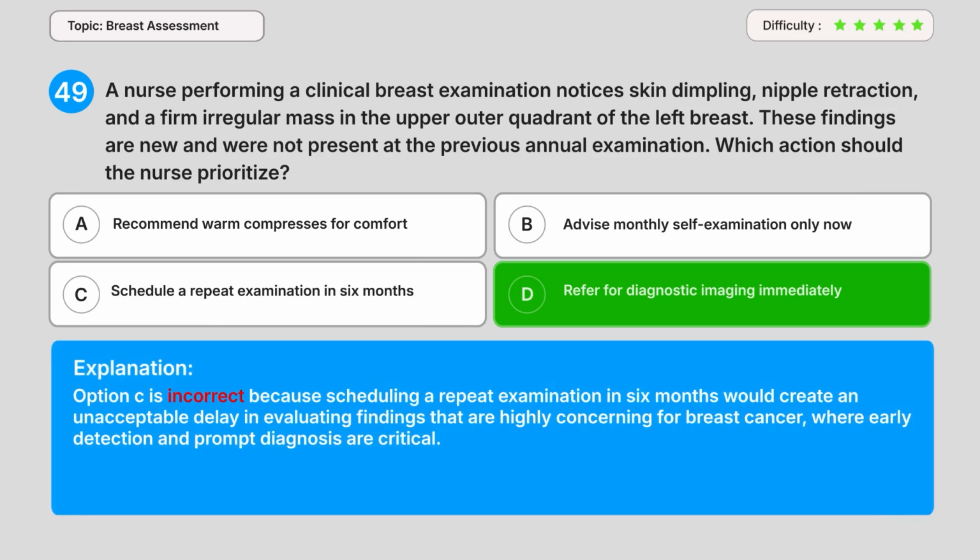Option C is incorrect because scheduling a repeat examination in 6 months would create an unacceptable delay in evaluating findings that are highly concerning for breast cancer, where early detection and prompt diagnosis are critical.